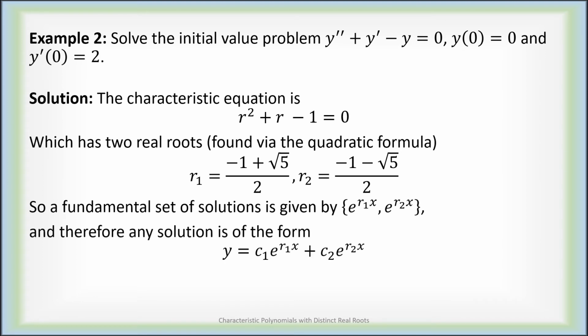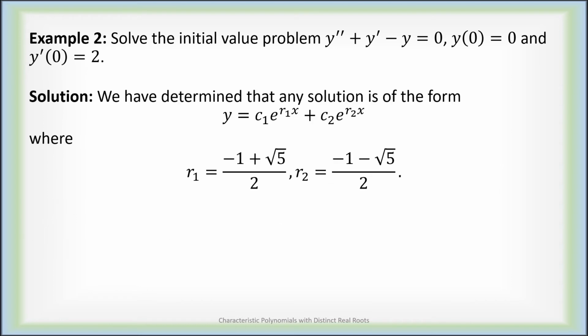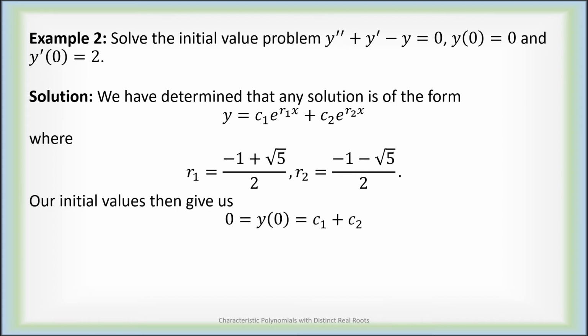So any solution must be of the form some constant times e to the r1x plus some other constant times e to the r2x. Having determined that any solution to the differential equation is of this form, c1 e to the r1x plus c2 e to the r2x, where we know explicitly what those values r1 and r2 are, we can start working with our initial values. Starting with y of 0 is 0. If I let x equal 0, both of these exponentials become 1, and you just get c1 plus c2, but that's y of 0, which was given to be 0. So c1 plus c2 must be 0.